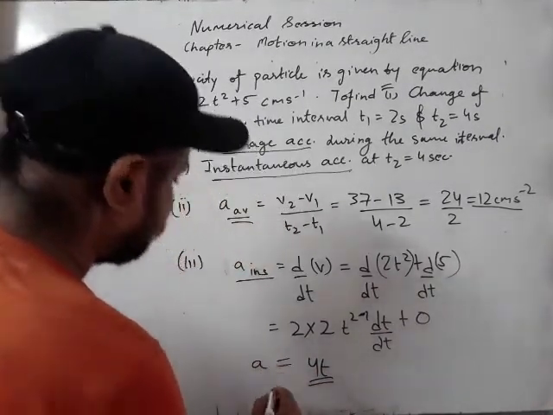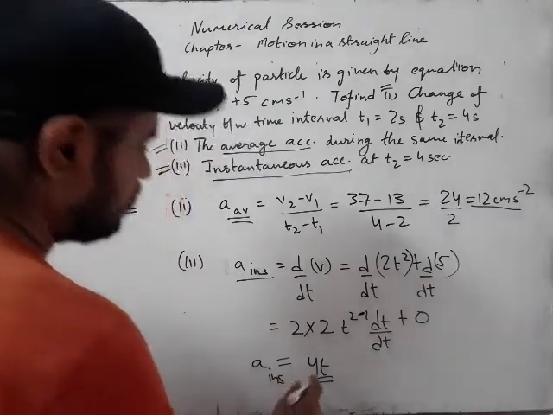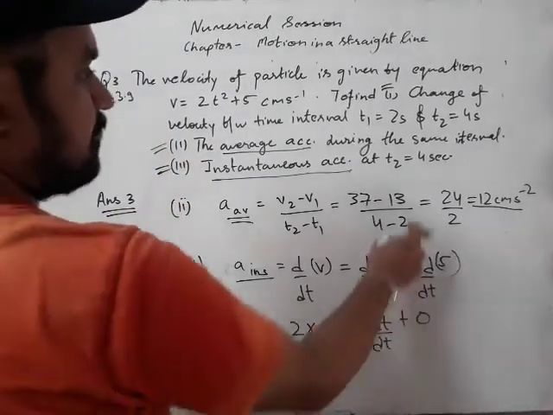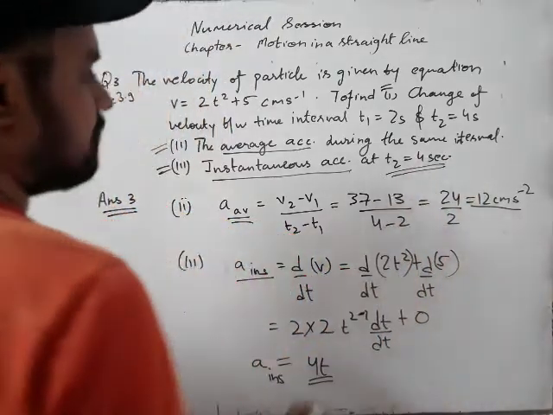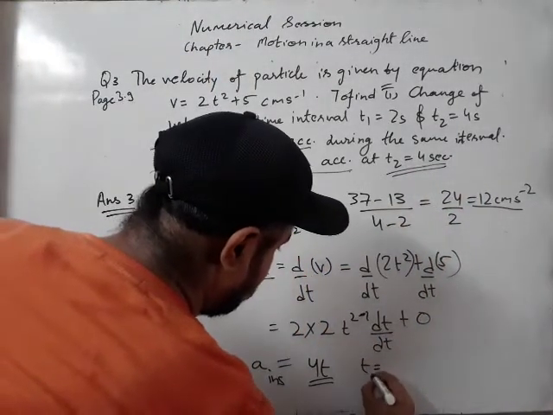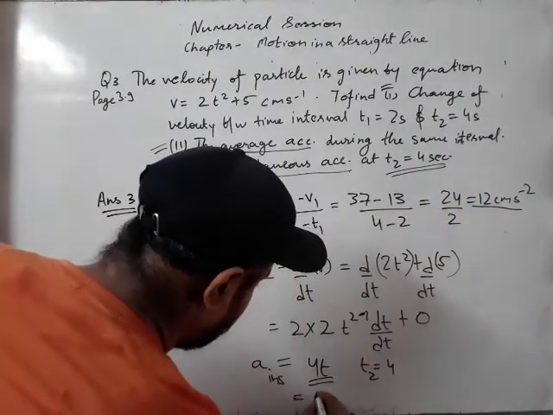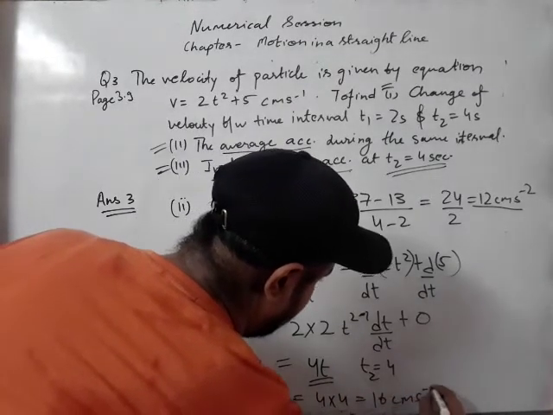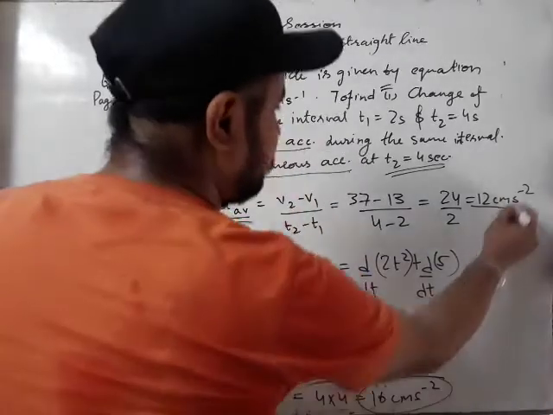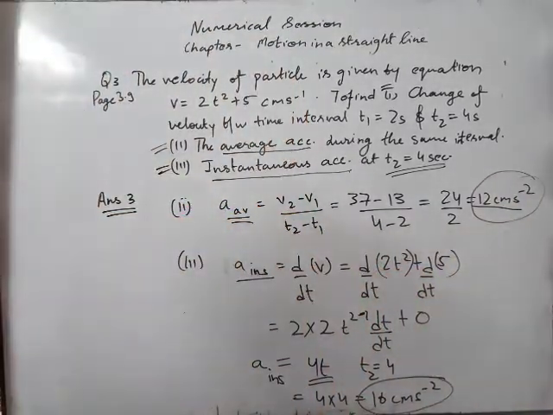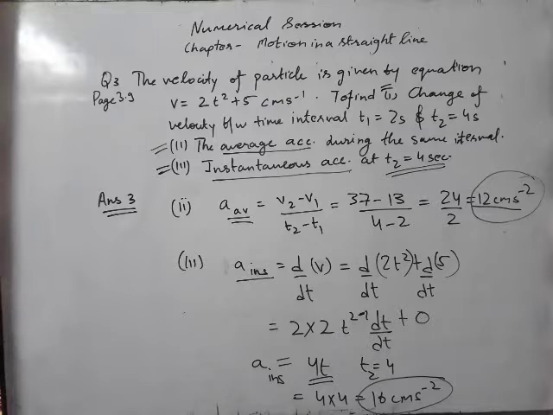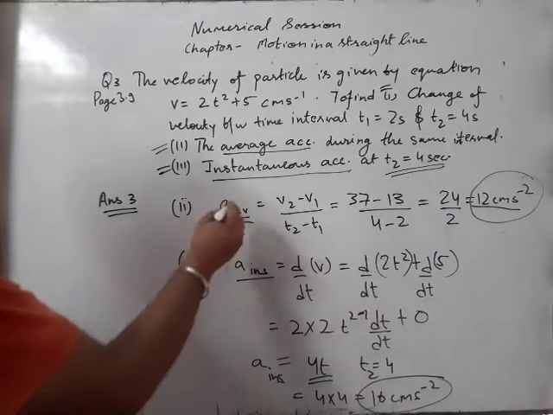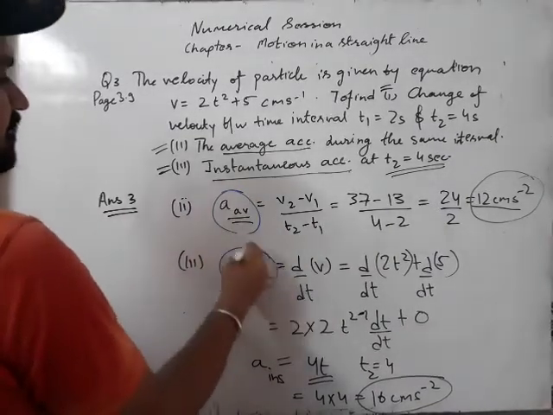So the instantaneous acceleration is given here as 4t. But we have been provided the time equal to 4 seconds, so we have to put t equal to 4 seconds. We will put 4 as the value of time, and that will be 16 centimeter per second square. So the values of the average and instantaneous acceleration are different, and both are different concepts. One is average, sorry, one is instantaneous.